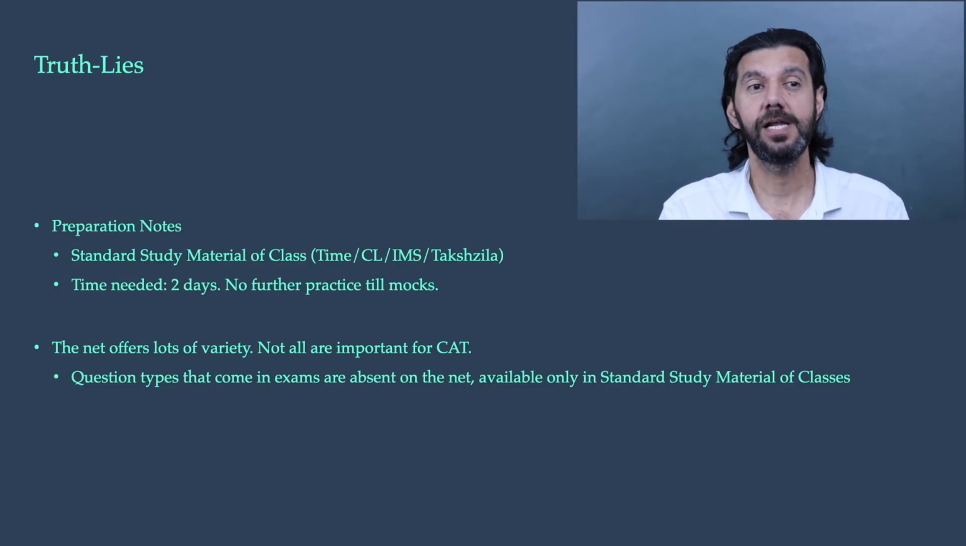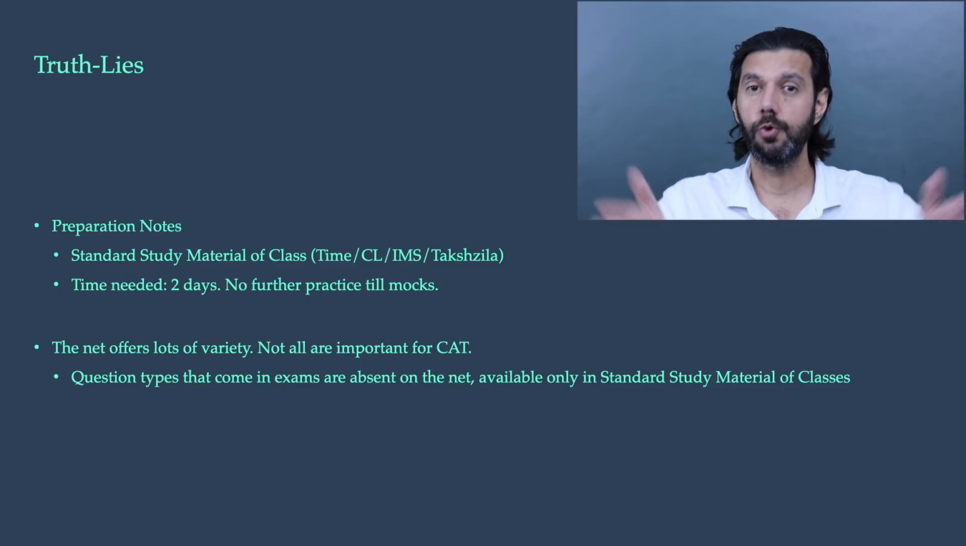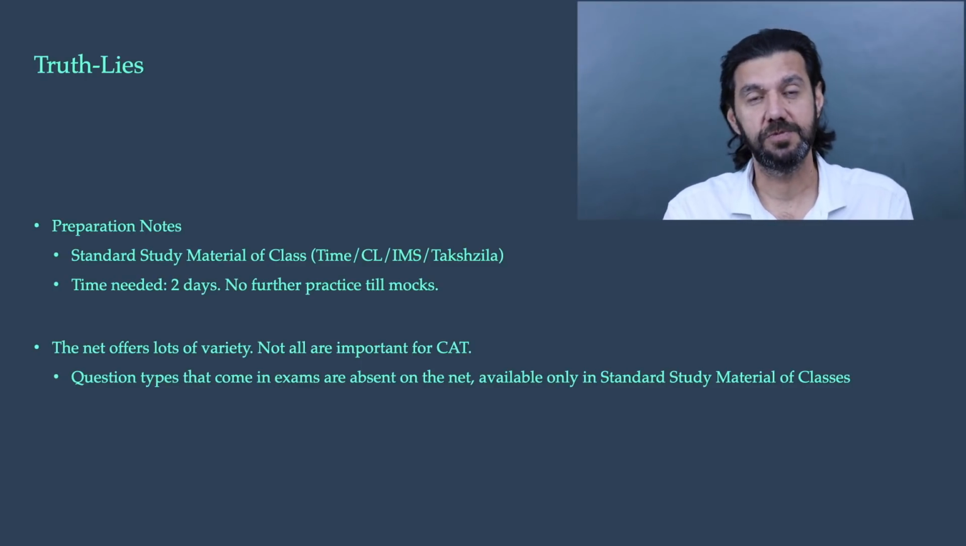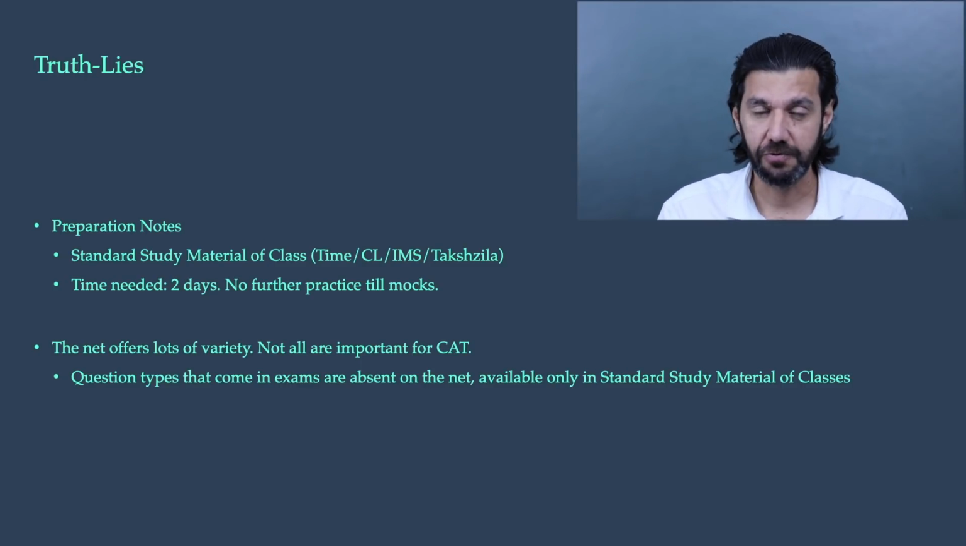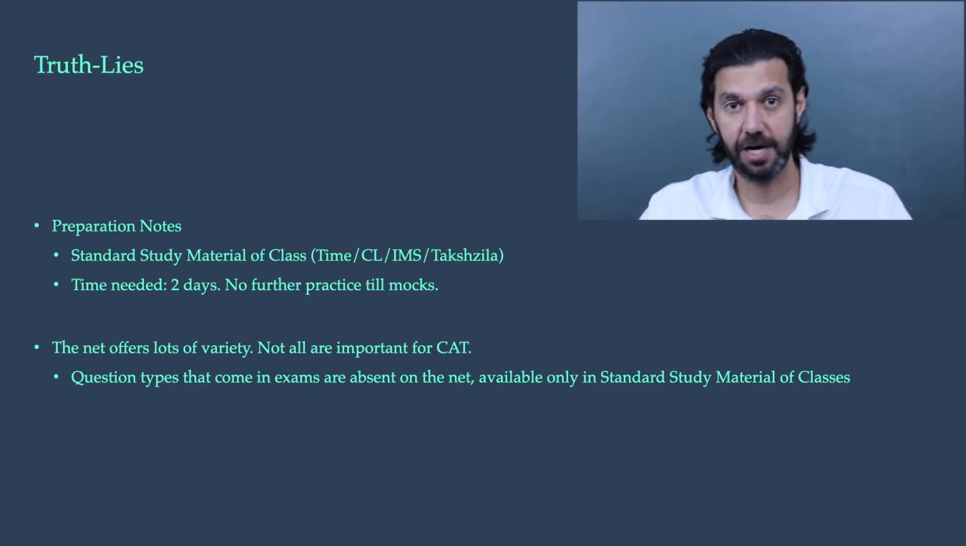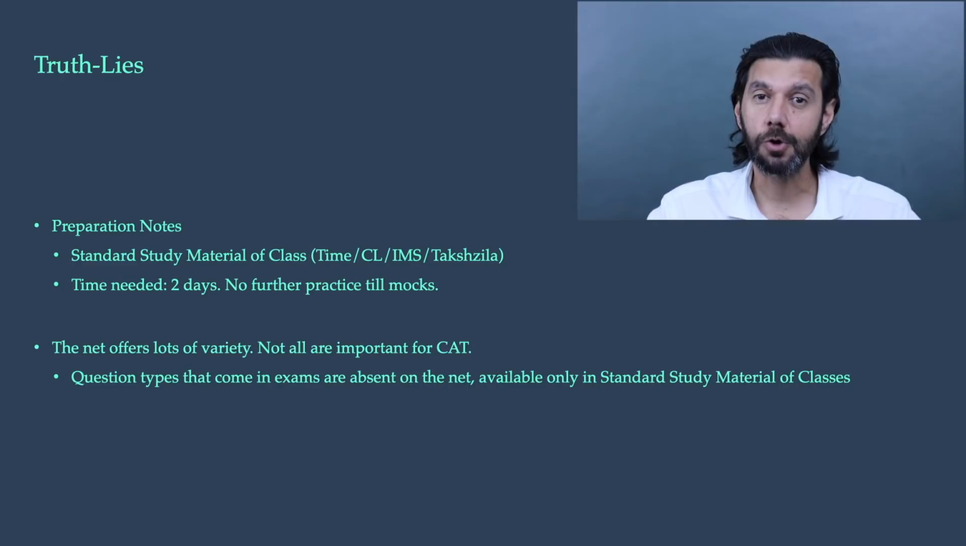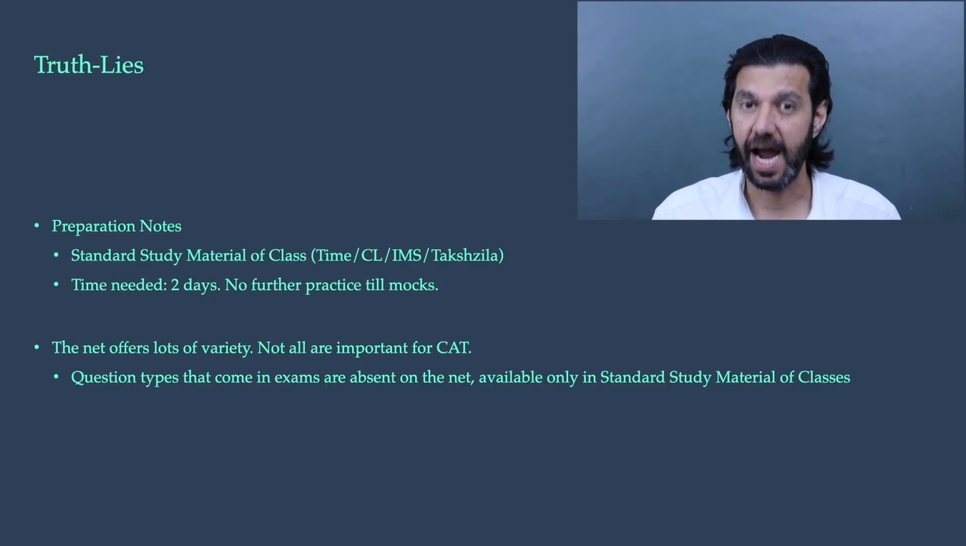For example, there are two guards and two roads. One guard speaks truth, one lies, but you don't know which one lies, which one speaks the truth. One road goes to heaven, one road goes to hell. What question will you ask them such that you can identify which road goes to heaven? Now, this type of question is not going to be relevant for CAT, but do they build your reasoning skills?